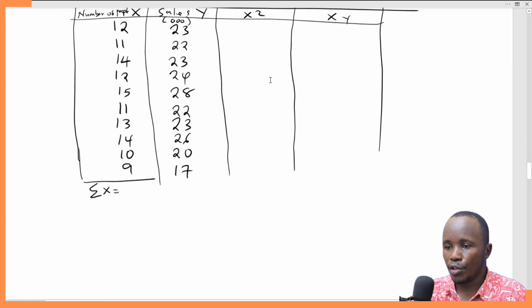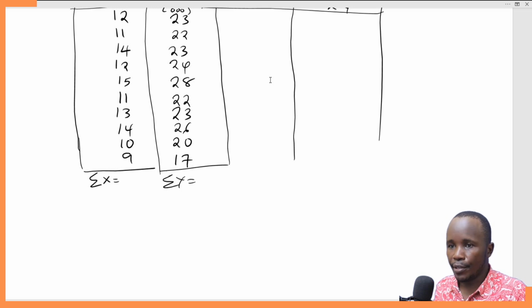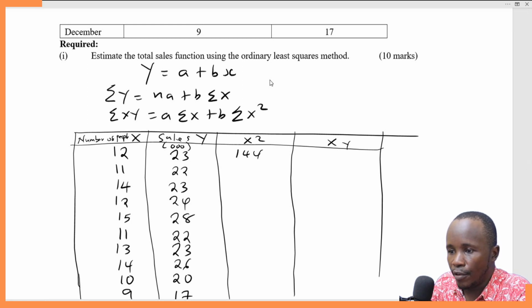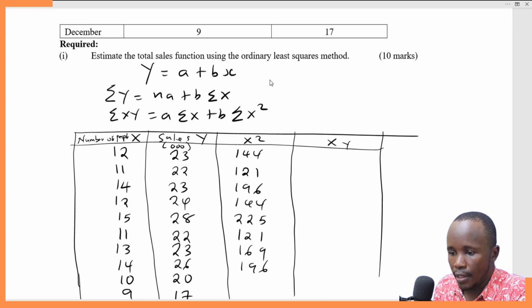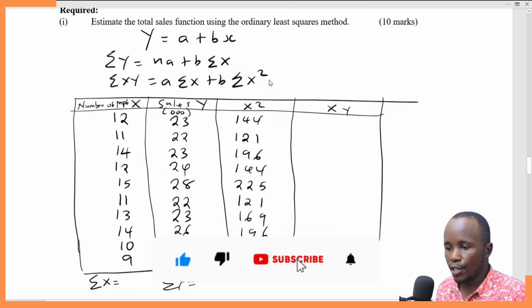Looking at this, I will also need summation of y. Summation of y is very important. I need x squared. 12 squared is 144, 121, 196, 144, 225, 121, 169, 196, 100. Then 9 squared is 81.